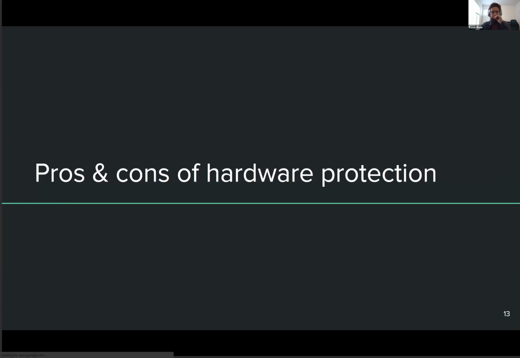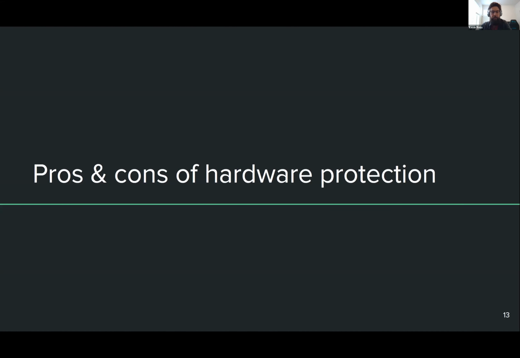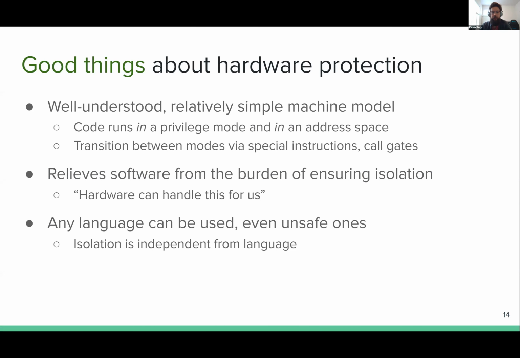Okay. So I'm going to move on to the pros and cons of hardware protection, right? So I just described the two dimensions of hardware protection. We had the privilege levels, protection modes, and we had the address spaces, right? So obviously there are benefits to this, otherwise people wouldn't use it. It's a very well understood and somewhat simple machine model, right? Your code, your program, or your kernel runs in a privilege mode and in an address space. So it's kind of easy to understand conceptually.